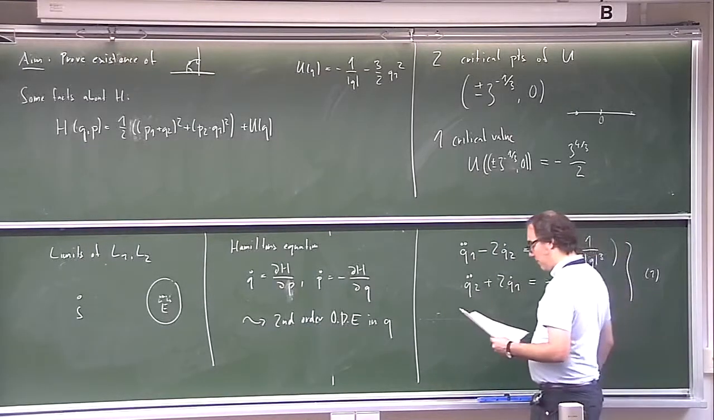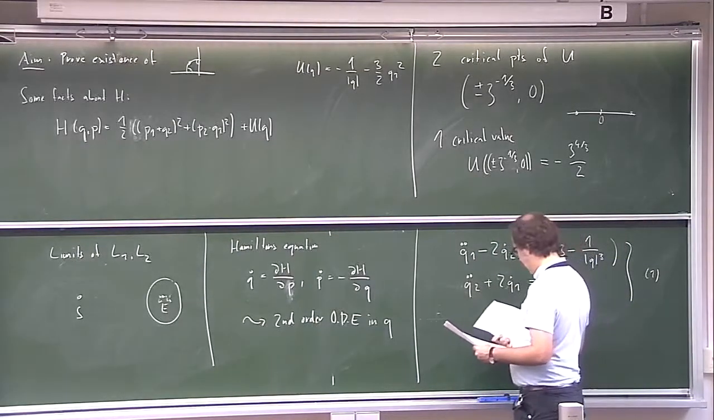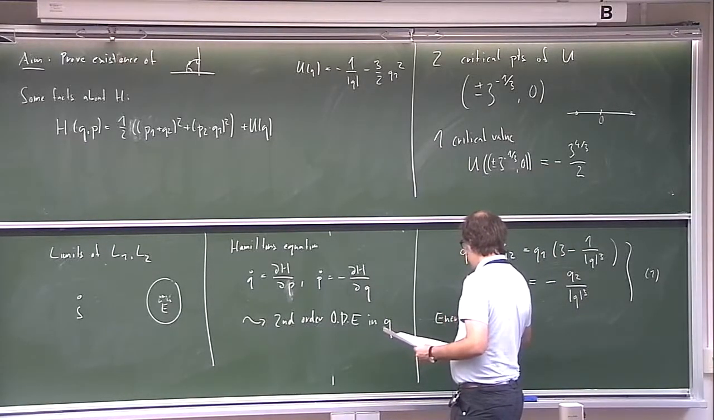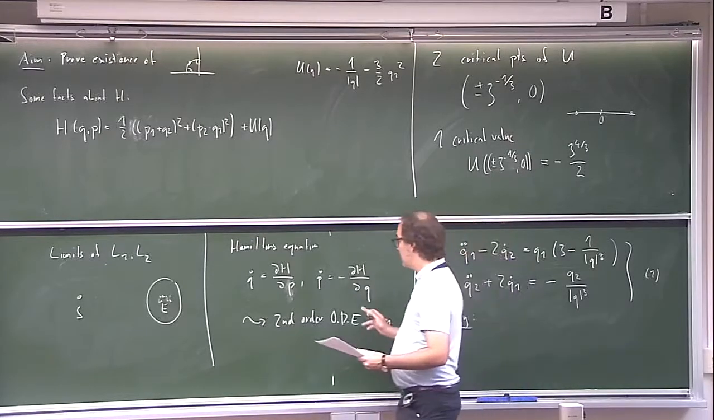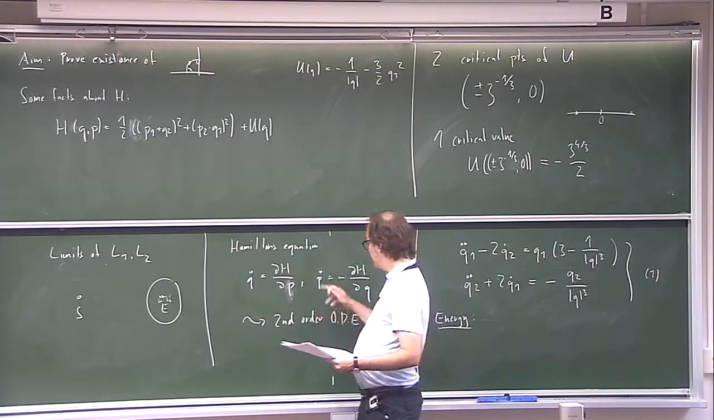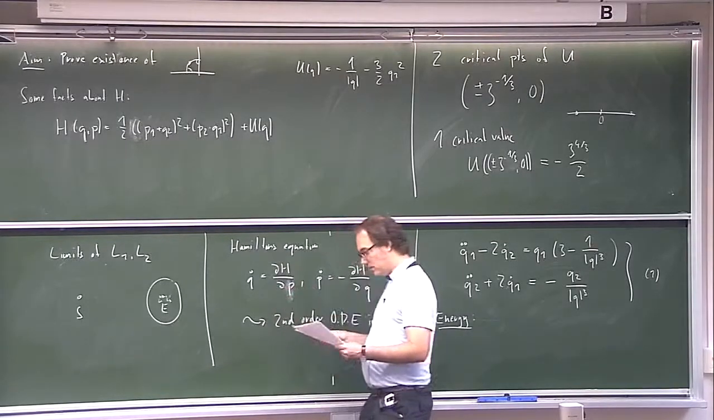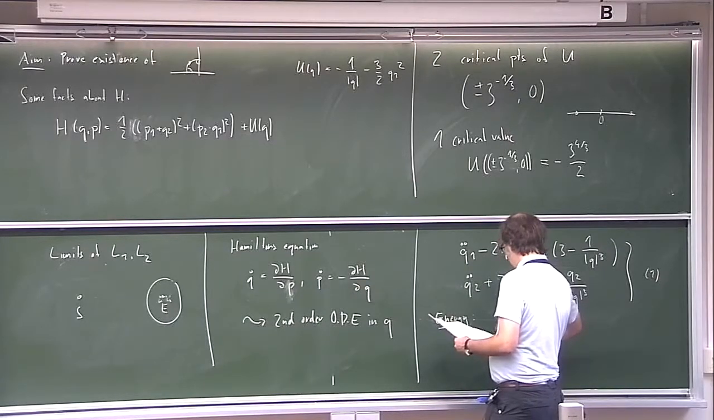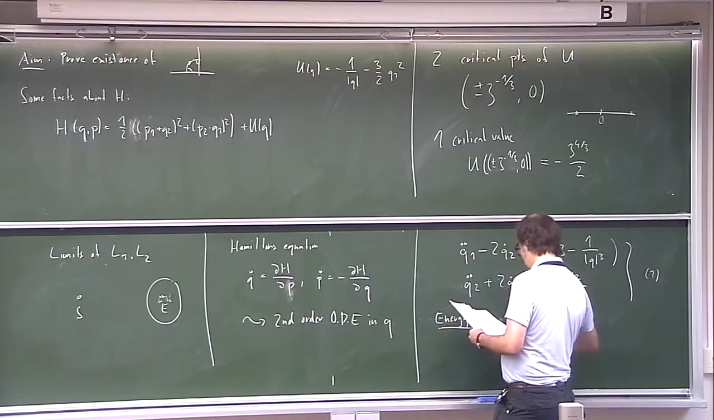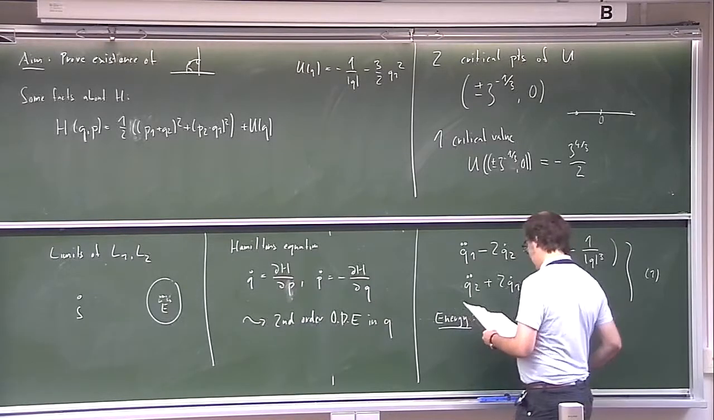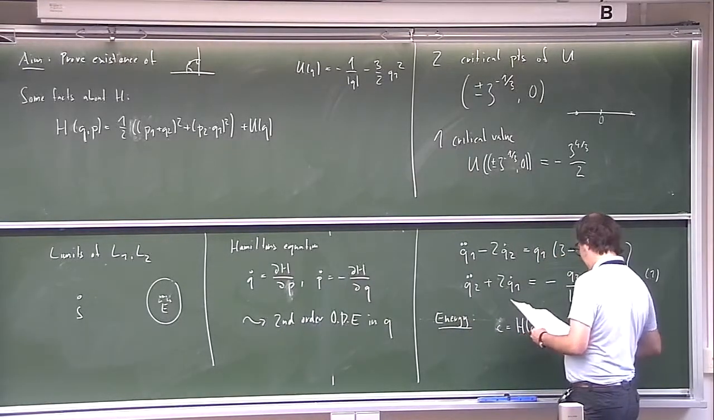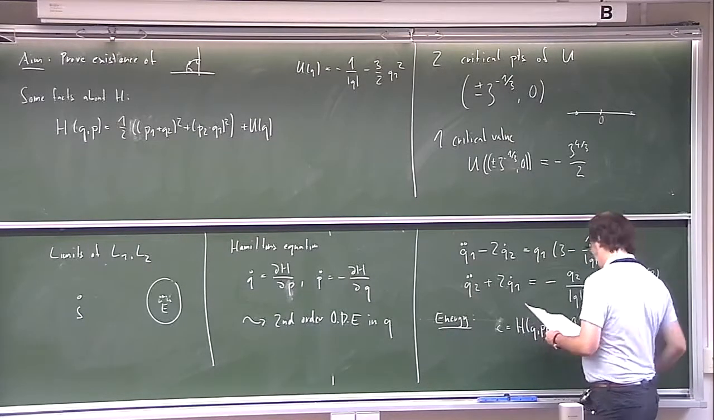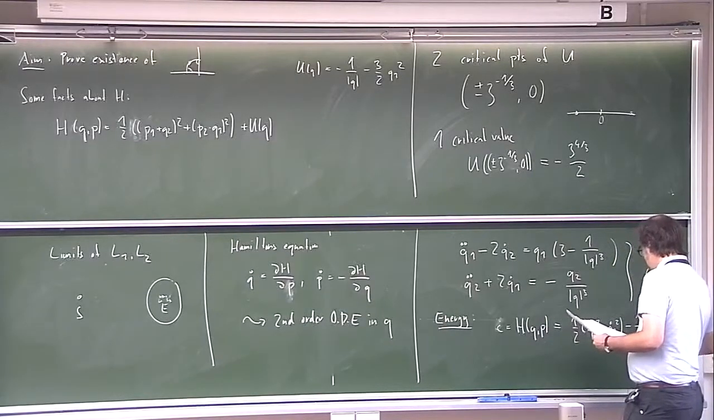And then you also have the energy. If you express the energy not with p and q, but you replace p by q dot, you will have c equals H(q,p). This you can write as 1/2 q dot squared, which is just the usual kinetic energy, minus the potential energy.